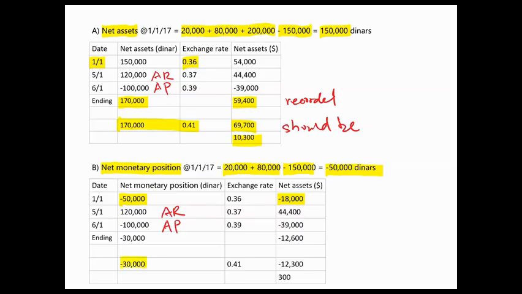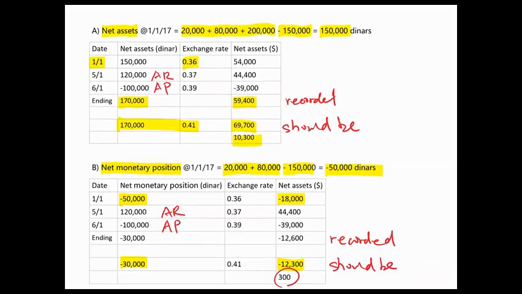And translating that to US dollars will be $12,300 based on the 2017 year-end exchange rate of 41 cents per dinar. However, if we record everything in US dollars already, then the recorded amount is negative 12,600. And if we use the should-be amount minus the recorded amount, we have a positive $300. And that will be a gain.